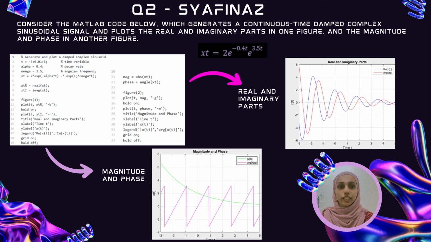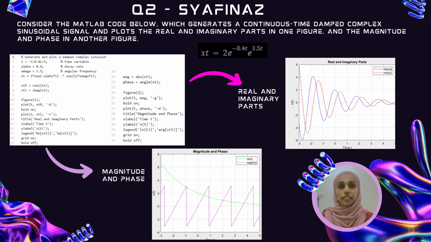This MATLAB code generates and analyzes a damped complex sinusoidal signal. It starts by defining a time variable, decay rate alpha, and angular frequency omega. The signal s(t) is a complex exponential that decays over time. The first plot shows the real and imaginary parts of the signal over time.